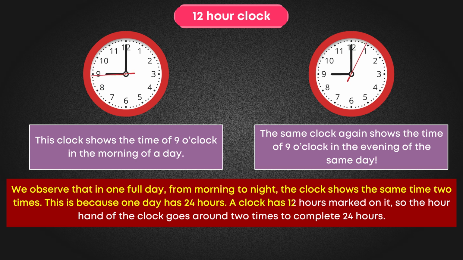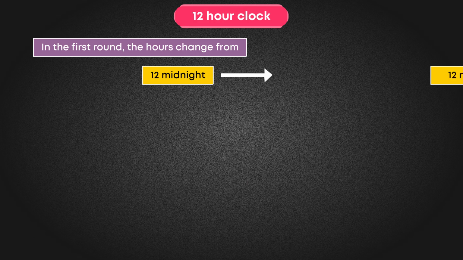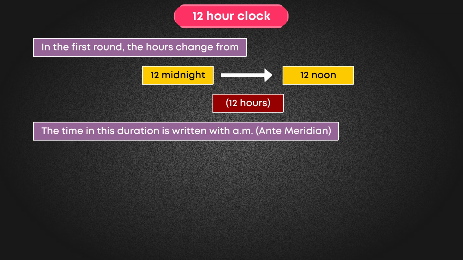A clock has 12 hours marked on it, so the hour hand of the clock goes around 2 times to complete 24 hours. In the first round, the hours change from 12 midnight to 12 noon, 12 hours. The time in this duration is written with AM, ante-meridian.